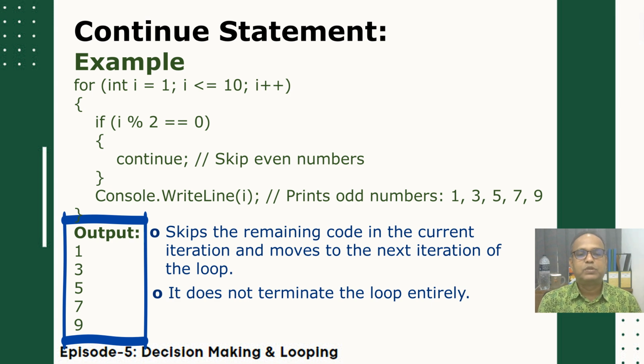Break can be used with for, while, do while, and switch statements. Continue can be used with for, while, and do while loops. Use break to exit a loop prematurely when a specific condition is met. Use continue to skip a specific iteration and move to the next one, often for filtering or conditional execution. Use them judiciously to avoid unintended consequences and maintain code clarity.